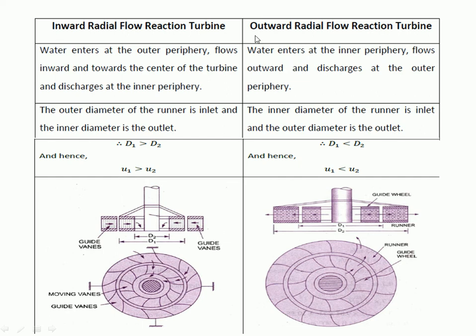In case of outward radial flow turbine, the inner diameter of the runner is the inlet and the outer diameter is what? Outlet. Therefore, D1 is less than D2. You can see in this diagram, the inner diameter of the runner is the inlet and the outer diameter is the outlet. Therefore, D1 is less than D2 and hence U1 is less than U2.